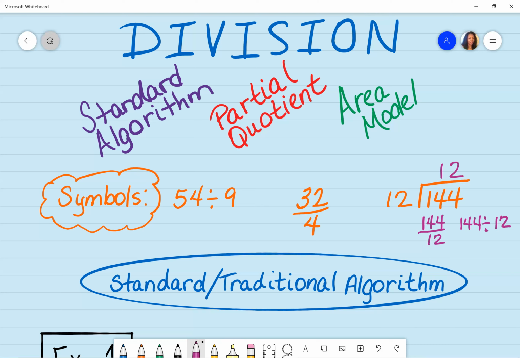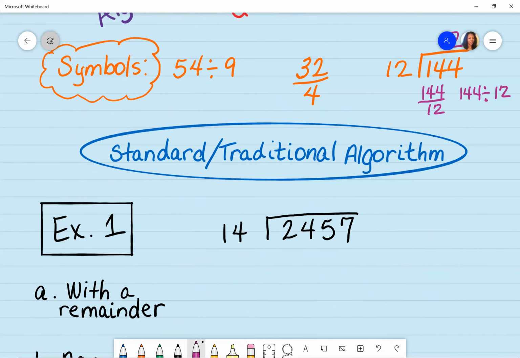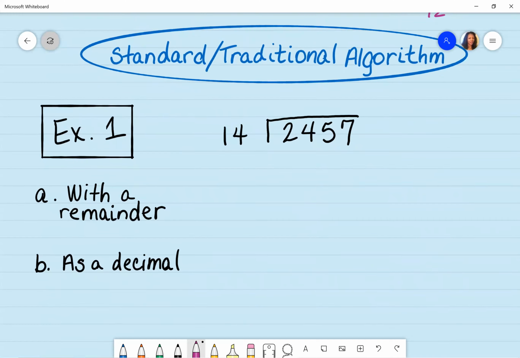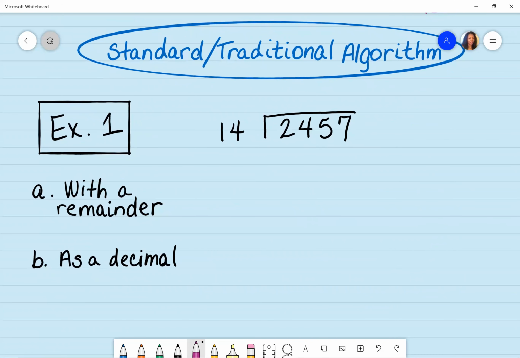Good job. So we're going to move on to our actual examples so we can solve some problems here. The first one is one that I learned way back when I was in school, and this is called the standard traditional algorithm. So we already discussed that we read it as what's under the house or the division symbol. 2,457 is going to be divided by what's on the outside, which is my divisor, 14 in this instance. So can you walk me through how to solve this problem?